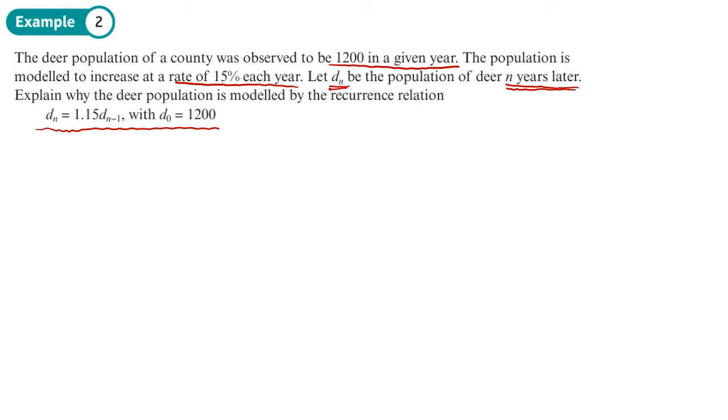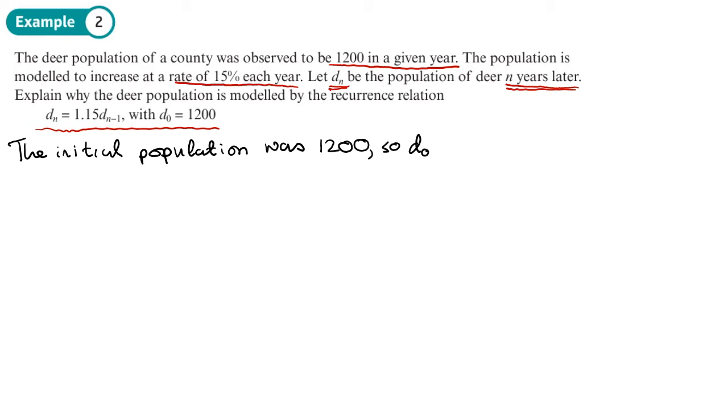Okay, so we can't start with this. We need to start from scratch and show that we get this. So the first thing is that the initial population was 1,200. The population was 1,200. So we can say D0 is 1,200. Okay, so we've dealt with this bit of the recurrence relation. Okay, so let's carry on with this.